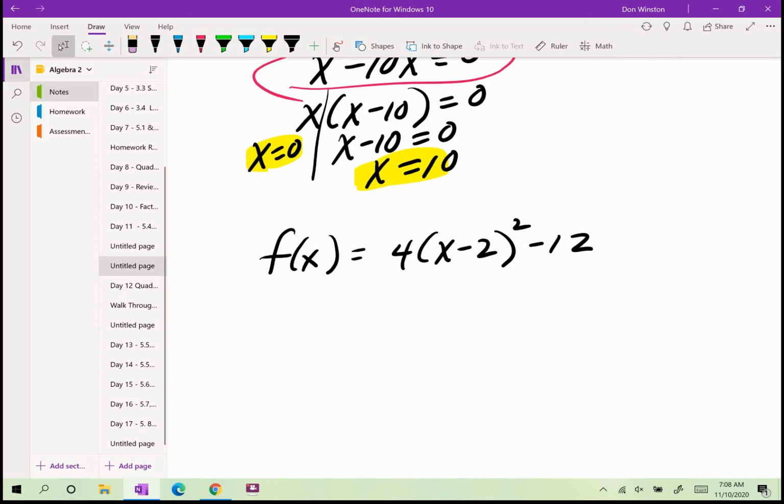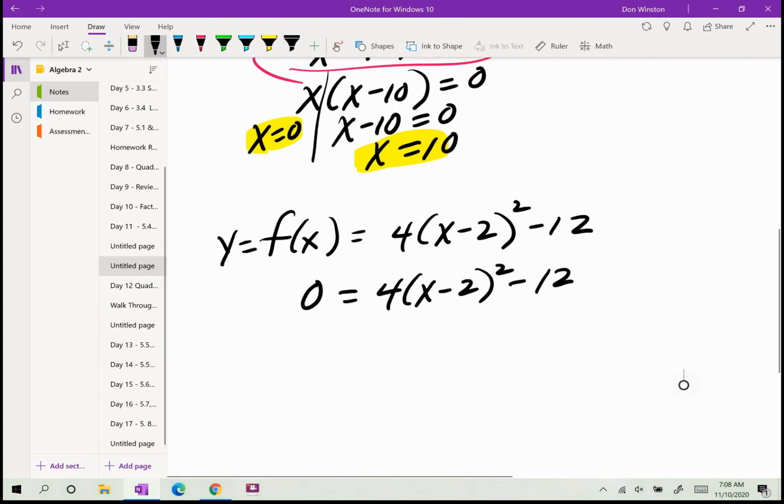Okay, so I'll set f of x, or y, equals 0. Remember, y is equal to f of x. So 0 equals 4 times x minus 2 squared minus 12. Again, I want to find the zeros, so I need to solve this equation.